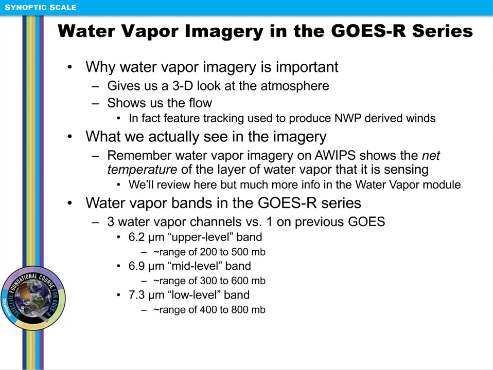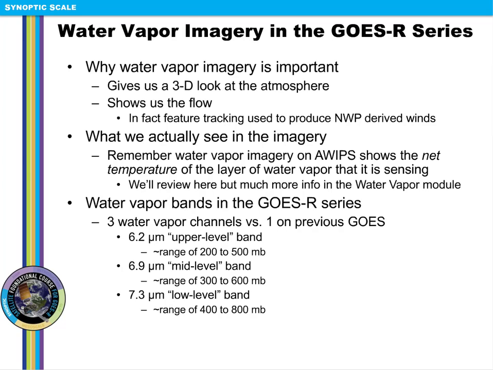Water vapor imagery is very useful since it can give us a 3-dimensional look at the atmosphere, now even more so with 3 water vapor bands available. While water vapor imagery tells us a lot about the atmosphere, it can be tricky to interpret correctly, so we will give a brief review here. Much more on water vapor imagery is discussed in the GOES-R ABI water vapor bands module.